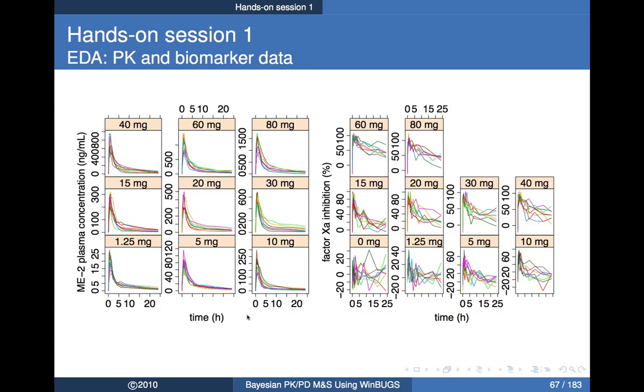Here I've given you some pictures of the data. On the left-hand set of panels, we've got the PK data, so we've got ME2 plasma concentrations versus time. I've just done spaghetti plots for all the different dose arms, and you can see the y-axes are different for each of these. So as we go up in dose, of course, the concentrations are going up. And then here we've got the corresponding factor Xa inhibition values, measured as percent inhibition. And again, we've got that plotted for all the dose arms. Here we've also got a placebo arm shown.